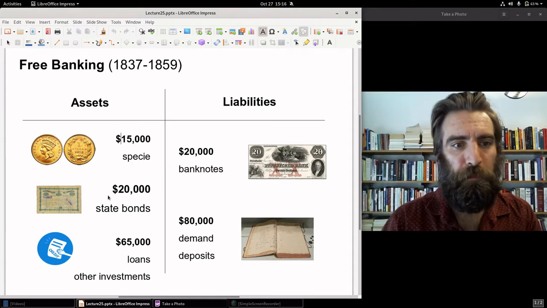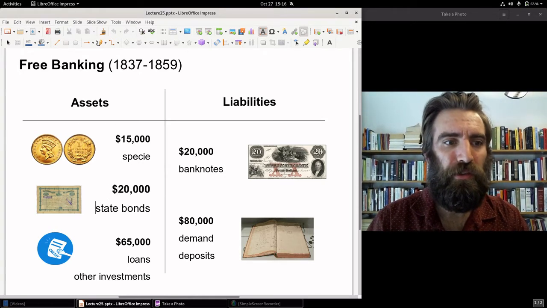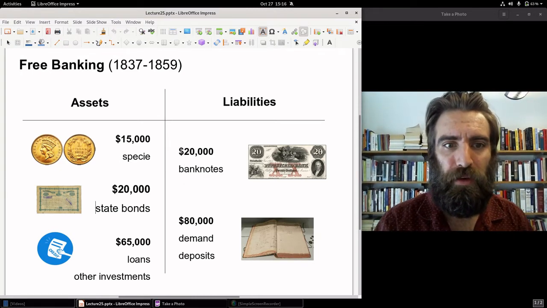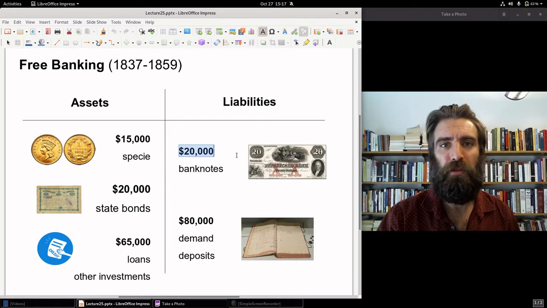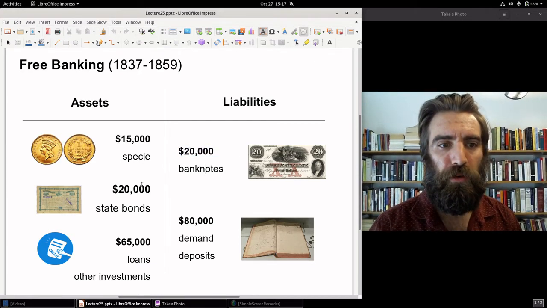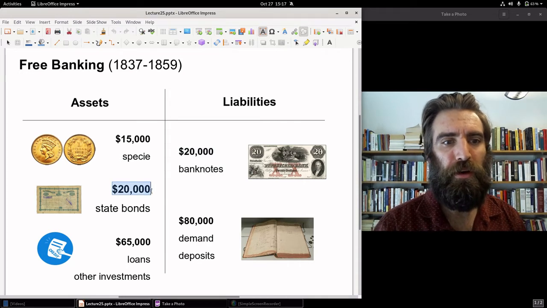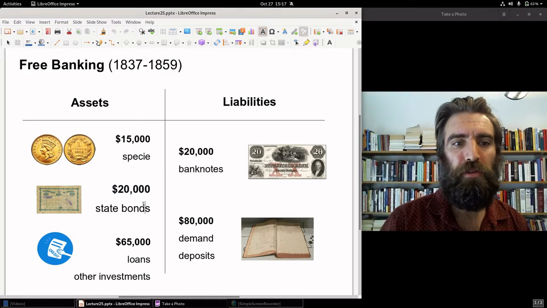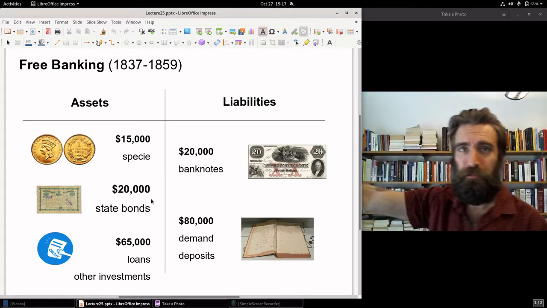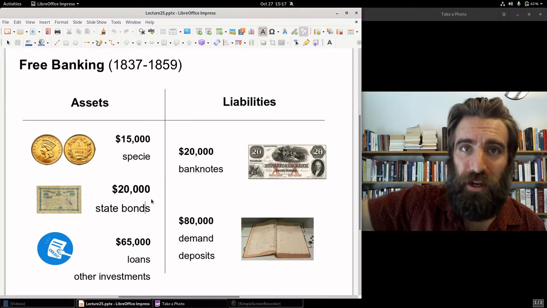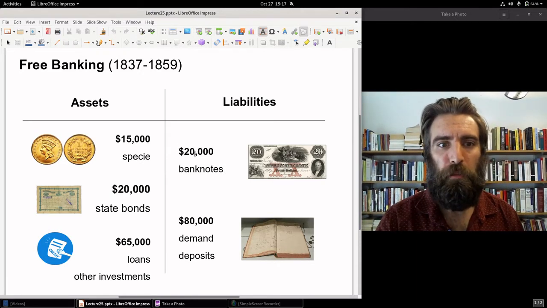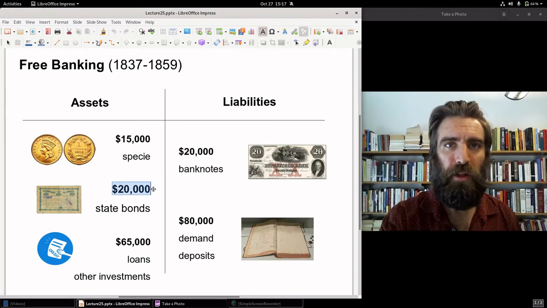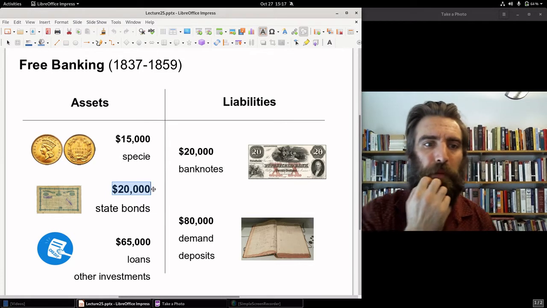The same bank also, however, has state bonds as part of their assets. And in fact, they are required by law. Because they have $20,000 of banknotes, the law required them to also have $20,000 of state bonds. And to enforce this regulation, those state bonds actually had to be lodged in the state government. So each bank that printed banknotes had to buy an equivalent in state bonds and then lodge it with the state government.